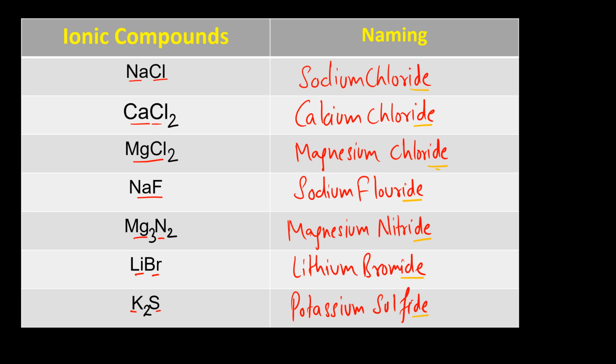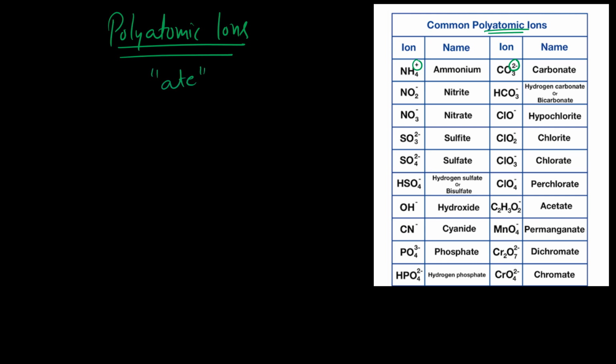Now let's see a few more examples. Okay, now in this case we are going to jump into polyatomic ions. So what are polyatomic ions? As we know, polyatomic ions are groups of atoms that come with charges, whether positive charge or negative charge. That type of ions are known as polyatomic ions. Now in polyatomic ions, we have to take care when we have to write "ate" or when we are supposed to write "ite". Now let's see a few examples.